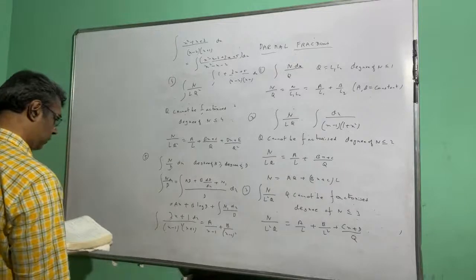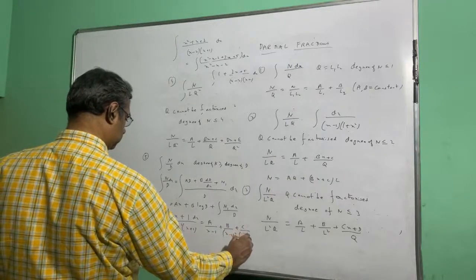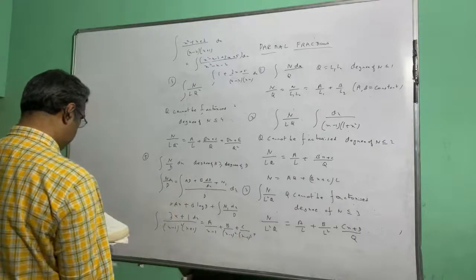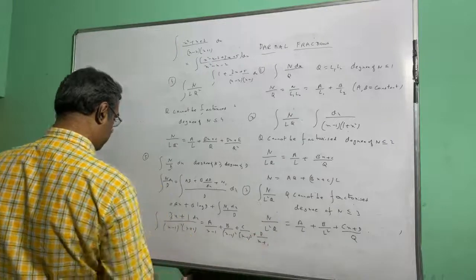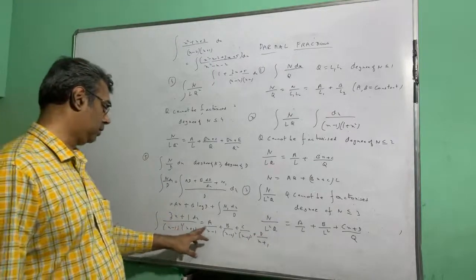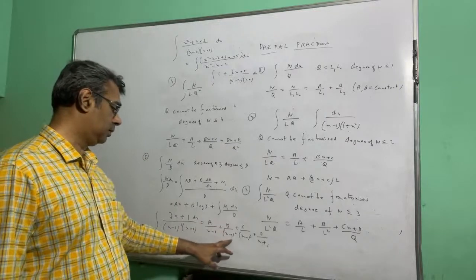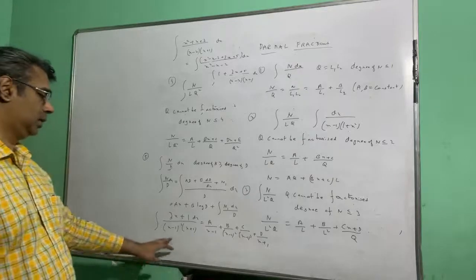So A by x minus 1 plus B by x minus 1 whole square, C by x minus 1 whole cube plus D by x plus 1. So 3x plus 1 by x minus 1 whole cube into x plus 1 is A by x minus 1 plus B by x minus 1 whole square plus C by x minus 1 whole cube plus D by x plus 1. So this is an example.